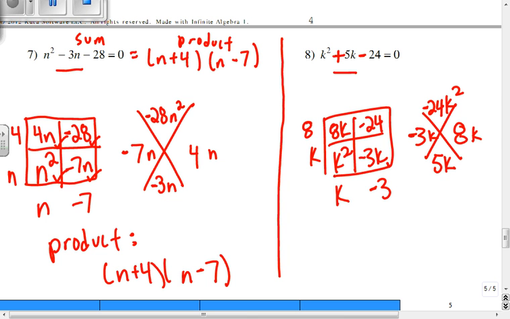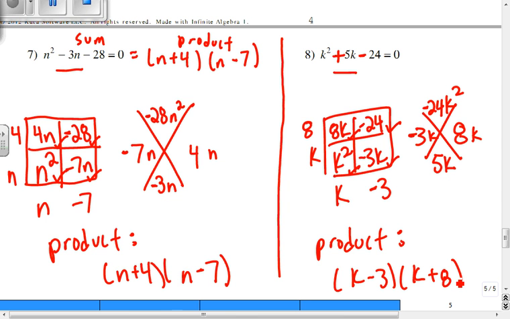Negative 3k, good. Negative 3 times 8. K times k. K times 8. Very good. So our product is k minus 3 times k plus 8, or k plus 8 times k minus 3, same thing. This is our product, and this is our sum.